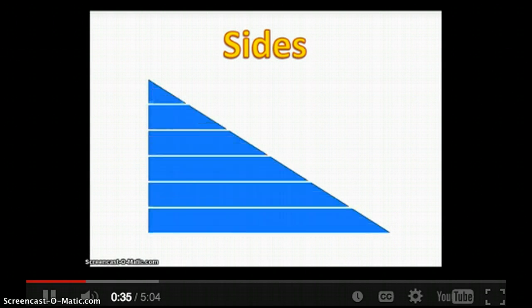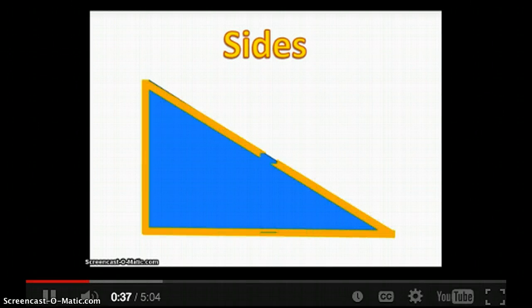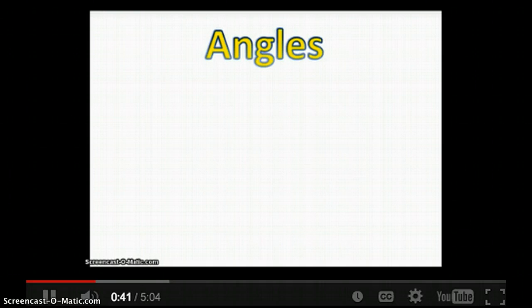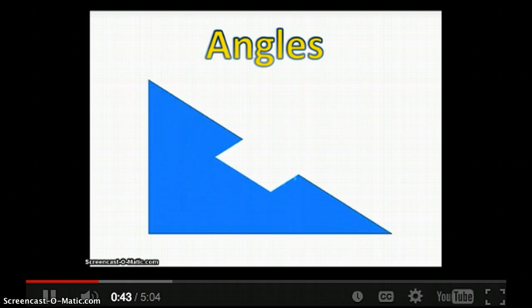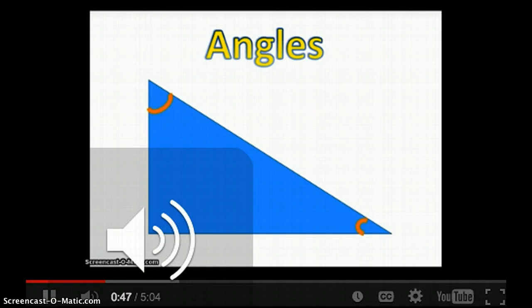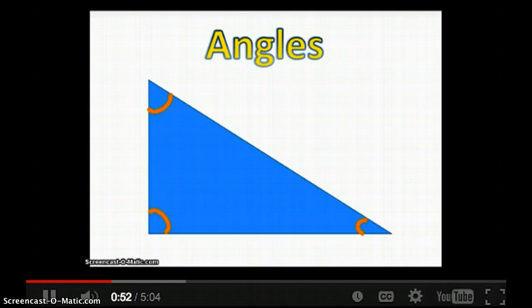One is its sides. So if we take this triangle, for example, there are three different sides there. 1, 2, 3. Also, polygons have angles. So if we look at the triangle again, there's an angle up top, a little bit of a smaller angle down bottom, and then another angle in the corner. This angle is a special angle. Does anyone remember what it's called? That's right, it's a right angle. So it has an L shape in that corner.